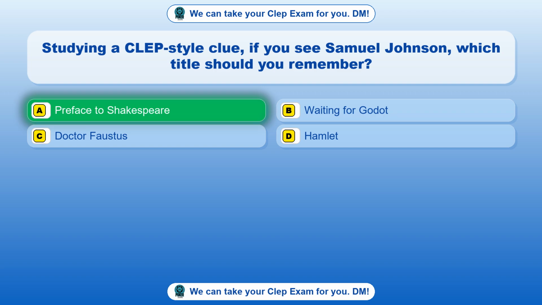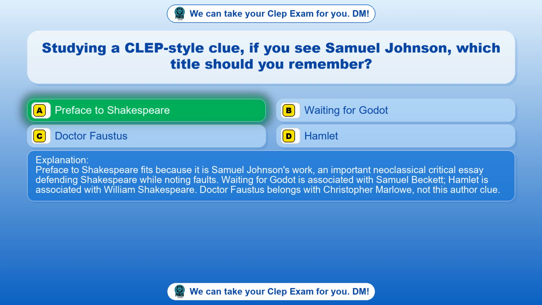Preface to Shakespeare. Preface to Shakespeare fits because it is Samuel Johnson's work, an important neoclassical critical essay defending Shakespeare while noting faults. Waiting for Godot is associated with Samuel Beckett. Hamlet is associated with William Shakespeare. Dr. Faustus belongs with Christopher Marlowe, not this author clue.